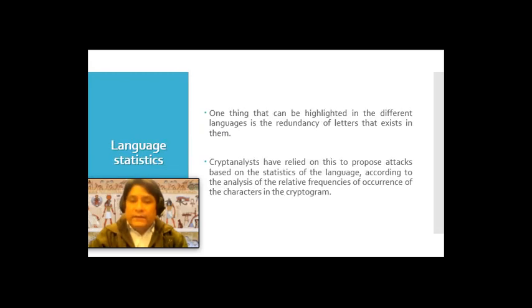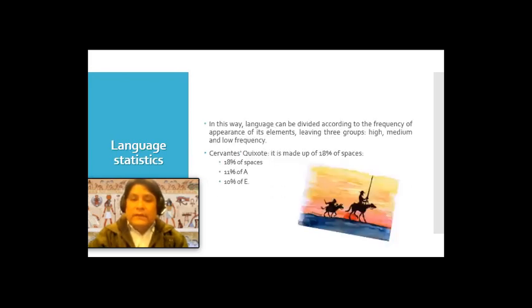On the other hand, language statistics indicate that there are characters that are used more frequently than others when writing a certain text. For example, in the literary work Don Quixote de la Mancha, there is 18% of space and 11% of the character E, and 10% of the character E in total in all its words.